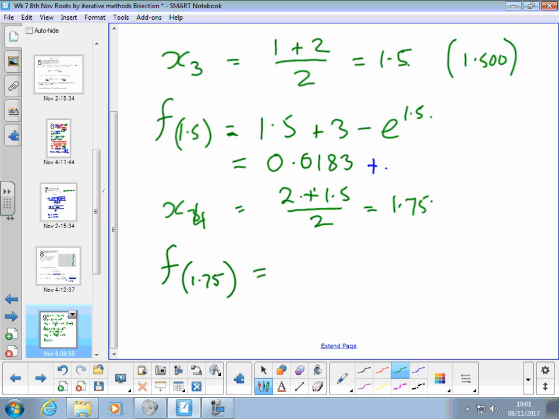And the function at 1.75 is what? So that's going to replace the 2, isn't it? Yep. Guess is 1.750 to 3 decimal places.